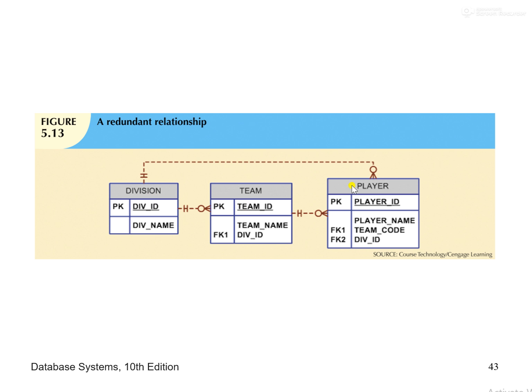So this relationship between player and division is a redundant relationship. Even if it is not there, it still works for us, and we can still get answers to our queries. So a good design practice is to avoid redundant relationships. Even if this relationship is not there, it works for us. So when possible, we should avoid redundant relationships.